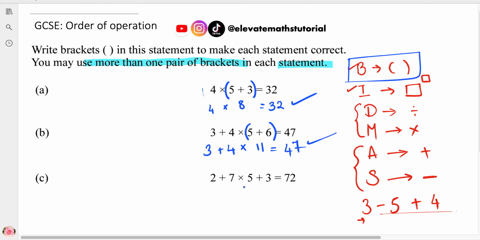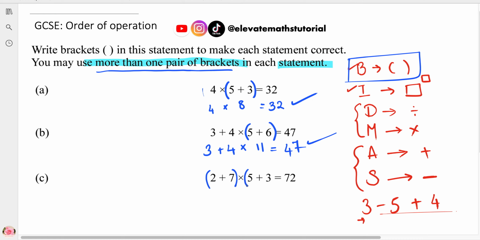And then here, the third question, if you times these two, that's the natural order, and then add these two, you would not get the answer. Okay, that's 7 times 5, 35, and then plus 5, that's not going to give us 72. So either we have to force these two or these two. They did say that we can use more than one pair of brackets. So if I just add those two together, that's going to be 9, and then 9 times 5 plus 3, that's not going to give us 72.